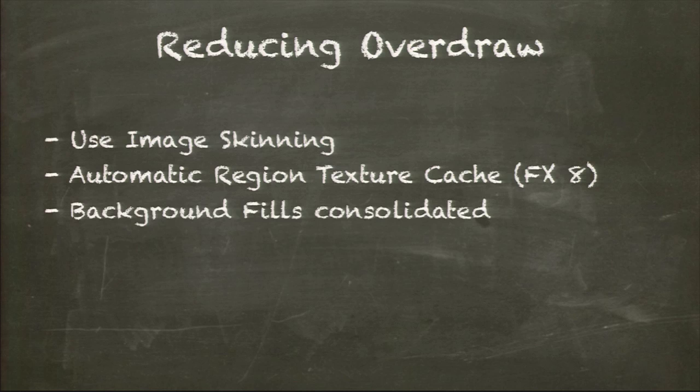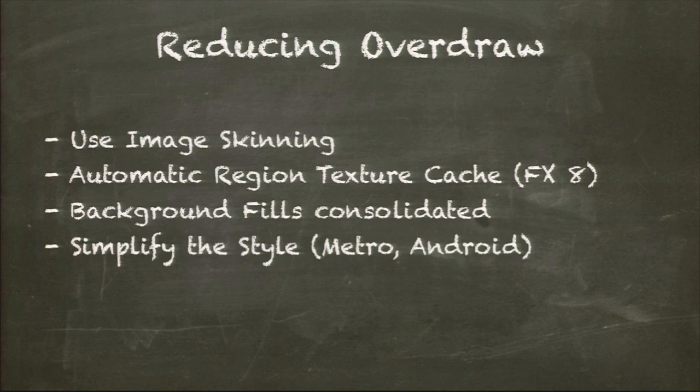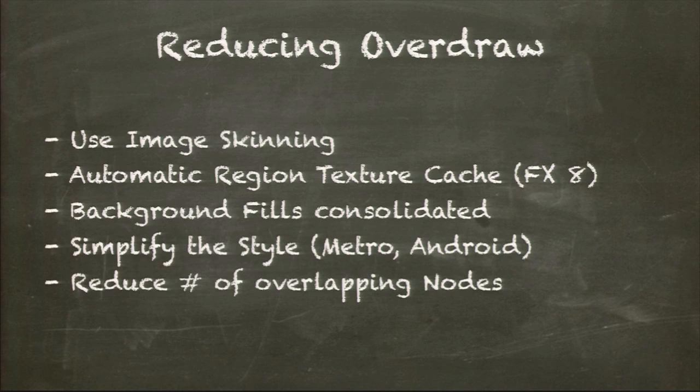The other thing you can do, of course, is just consolidate your background fills. Just simplify the UI style. So instead of doing 5 fills, you just do 1, right? That is obviously going to reduce the overdraw. You can also reduce the number of overlapping nodes. If you have a lot of nodes that are overlapping each other, then they're going to be drawing over each other, and you're doing a lot of overdraw. If they aren't overlapping, then you don't have that problem.